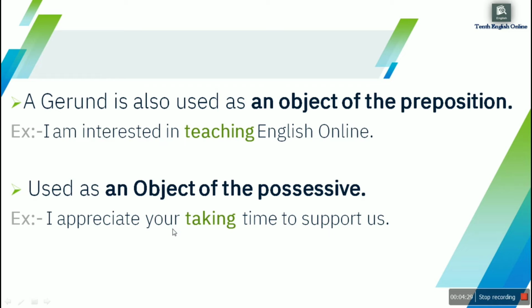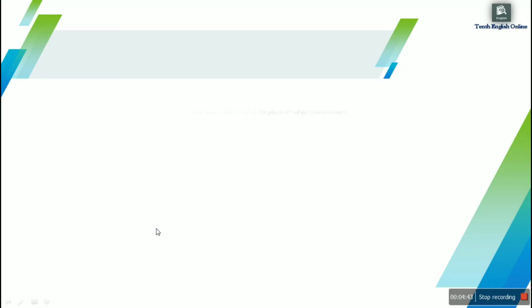So your word, it shows the possession. Fine. So here taking is a gerund. It is acting as the object of the possessive. Okay. Next, it is used in the place of subject complement also.